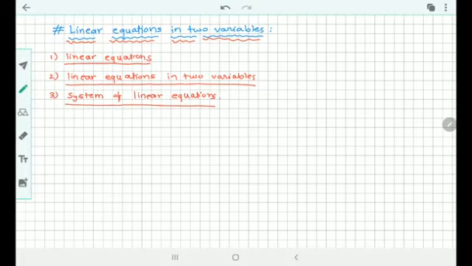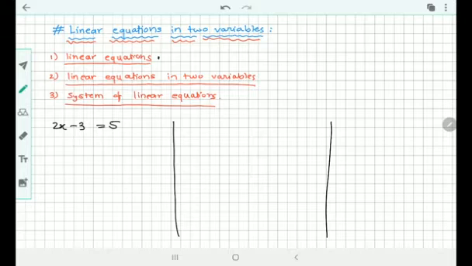Let us know in the beginning what a linear equation is. I am talking about the first point. You must have come across many equations till this time. For example, 2x minus 3 equals 5. And we know how to solve this equation like this: 2x equals 5 plus 3, 2x equals 8, and x equals 4. Right?